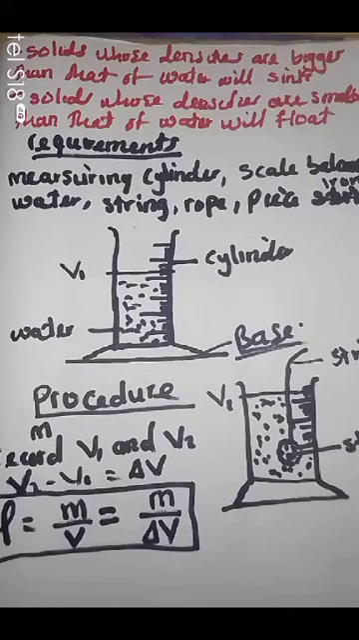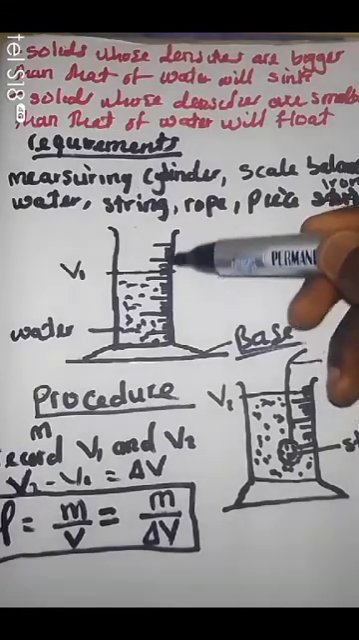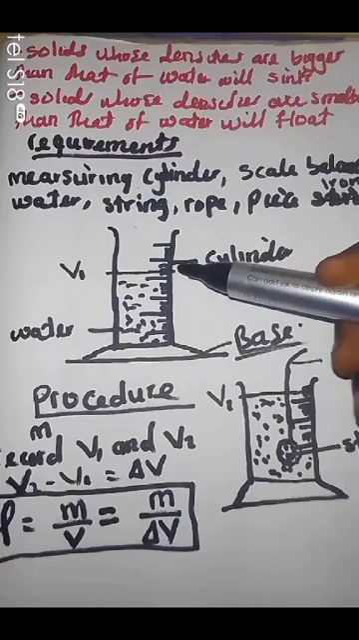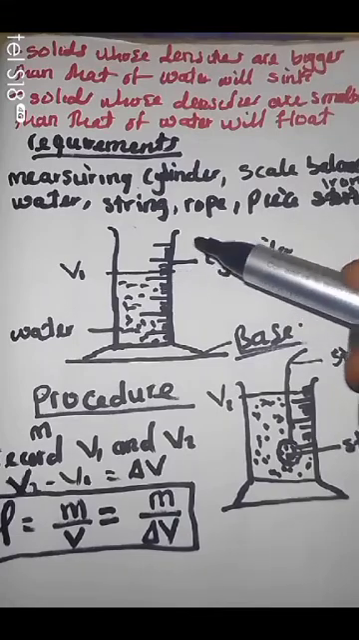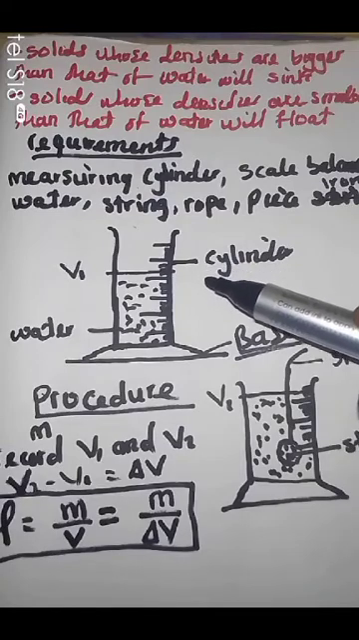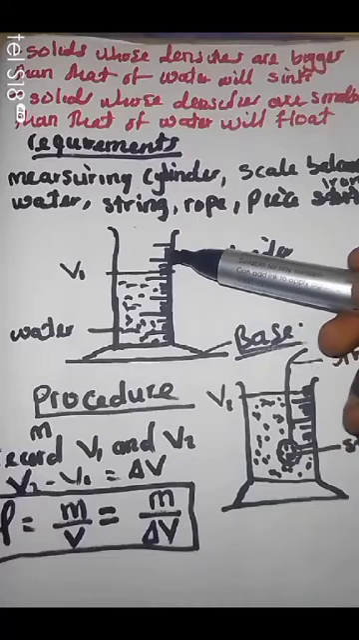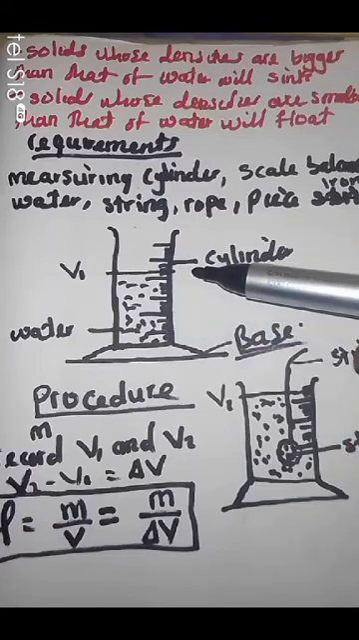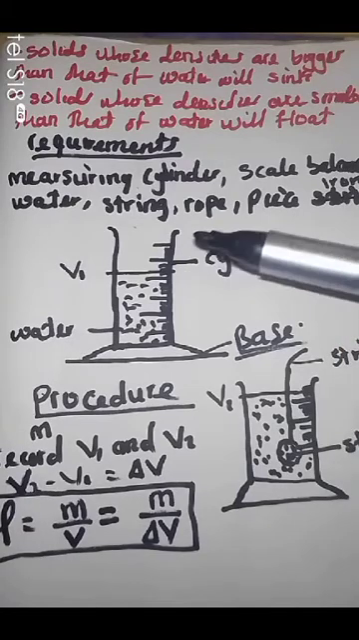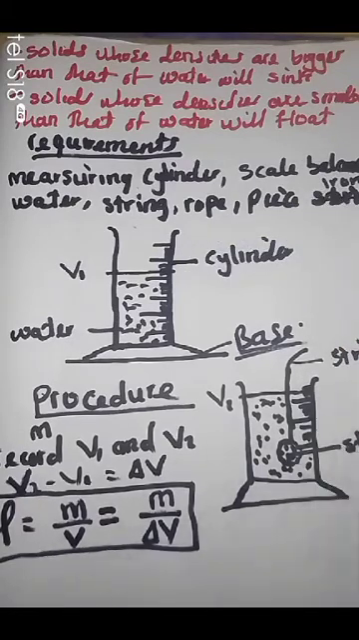And the next precaution, when reading these values on the cylinder, make sure you place your eye at 90 degrees, such that you are going to read accurate values. Because if you place your eye at angles, there's going to be some experimental errors in reading the values from the measuring cylinder. So always try to place your eye at 90 degrees, such that you get accurate values from the measuring cylinder. So that was all about the experiment.